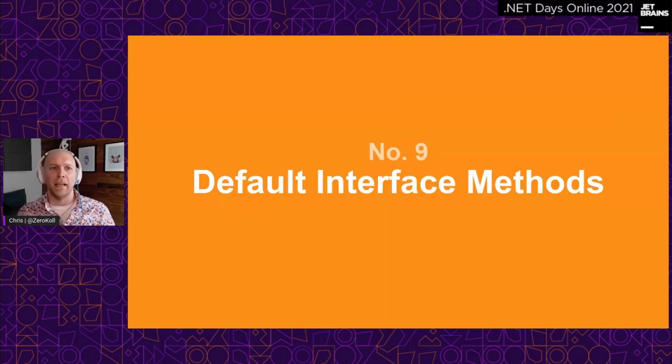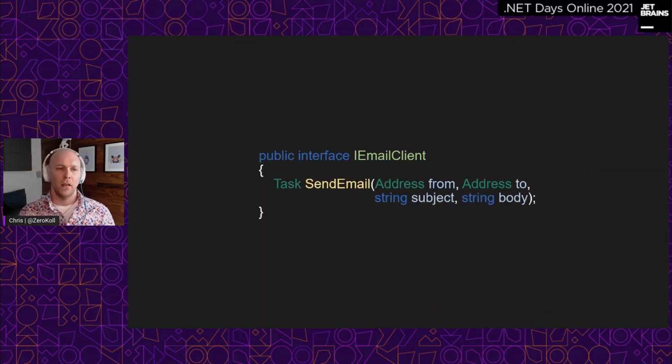At number 9, we have default interface methods. Default interface methods are interesting, and the idea behind them is this. You build this beautiful interface. Email client has one method called send email. It takes a to and a from and a subject and a body, and then it sends an email. Very nice, very simple, works perfectly, no problems at all.